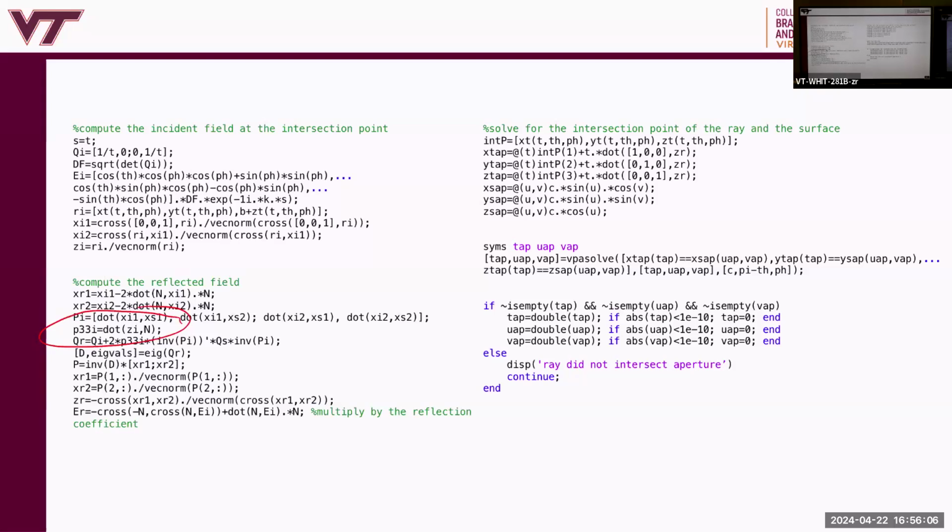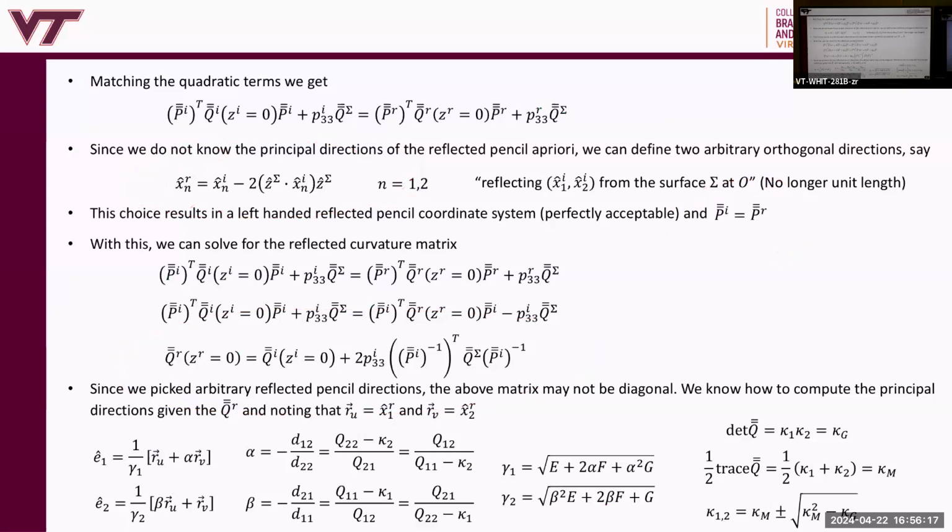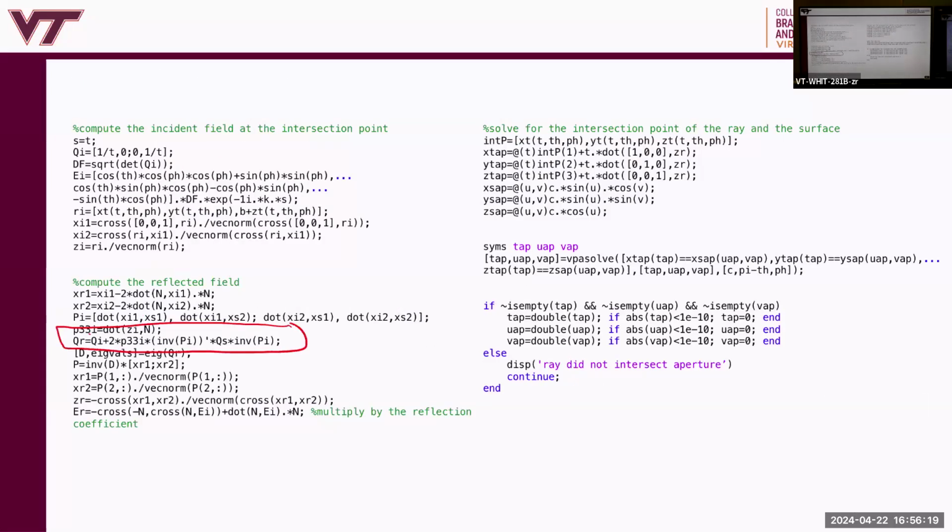Okay, P33 incident, right? Now we can calculate Q reflected here using the formula that we derived for Q reflected right there, yeah? So that appears in the code right there. All right. Then we have the reflected Q matrix, we call eigen again in MATLAB with the reflected Q matrix. And we can calculate XR1 and XR2, and then we can take the cross product to get the Z of the reflected pencil, right?